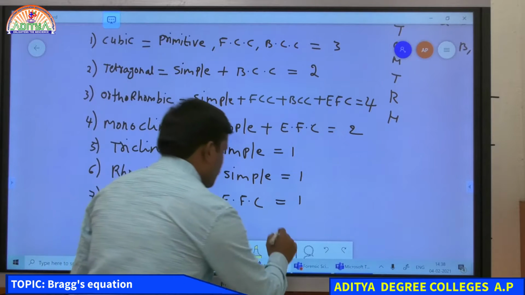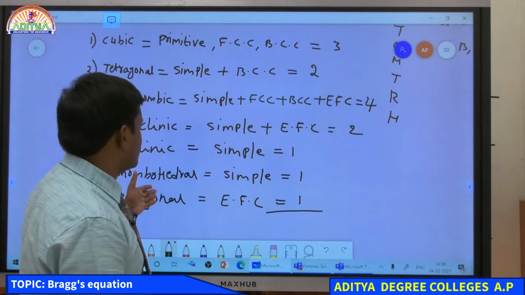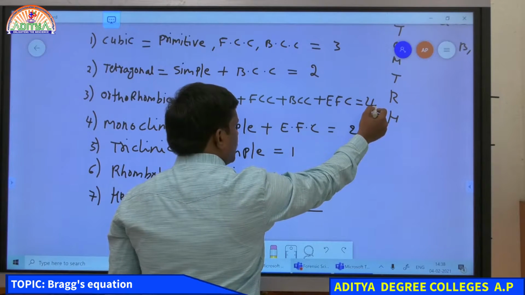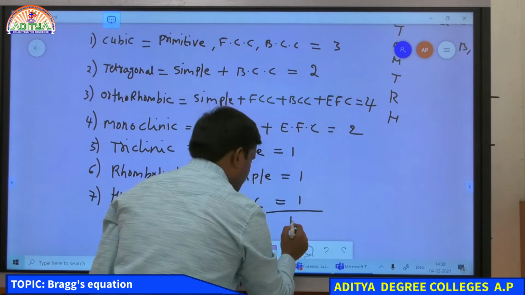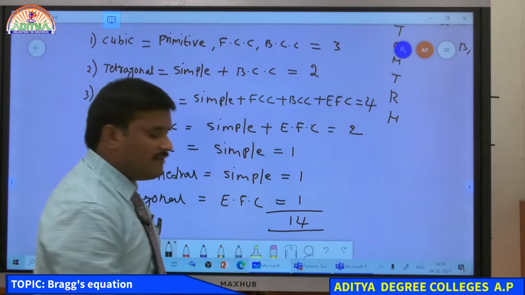Now the total number of unit cells present in the 7 types of crystals is: 3 plus 2, 5, 5 plus 4, 9, 9 plus 2, 11, 12, 13 and 14. So these 14 types of crystals are known as Bravais lattices.